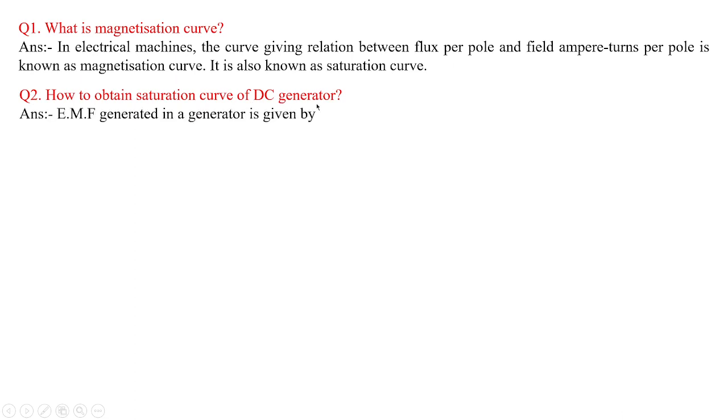For this, the answer is the EMF generated in a generator is given by E is equal to phi P N Z by 60 A, where P is the number of poles, N is the speed, Z is the number of conductors. This phi represents flux per pole and A represents parallel paths. This 60 is a constant. So for a given machine, for example, a machine is given to you and it is made to run at some kind of speed, then what happens?